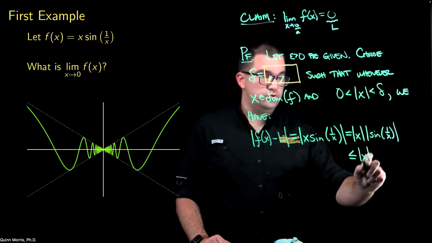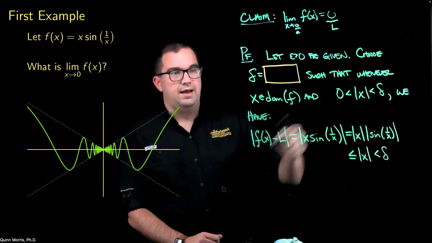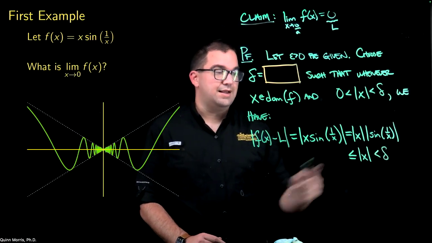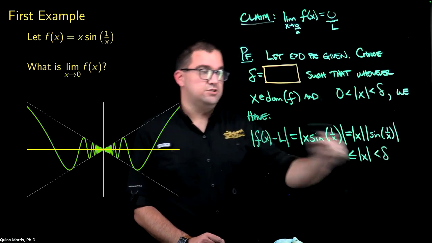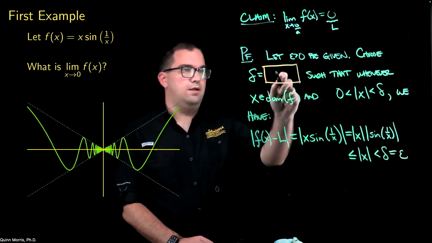But the x I get to choose. The x, by hypothesis, is less than delta. Absolute value of x is less than delta, and I get to choose delta. Well, I want this whole thing to be less than epsilon. Right now I have this whole thing as less than delta, so why don't I just choose delta to be equal to epsilon?